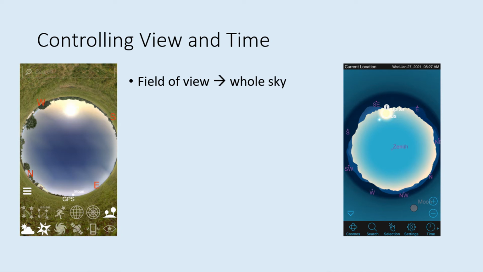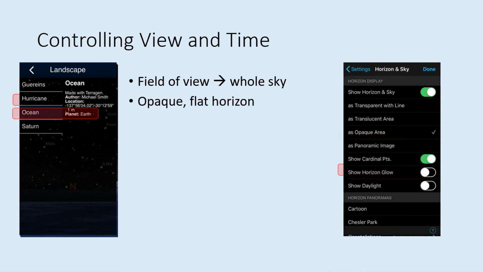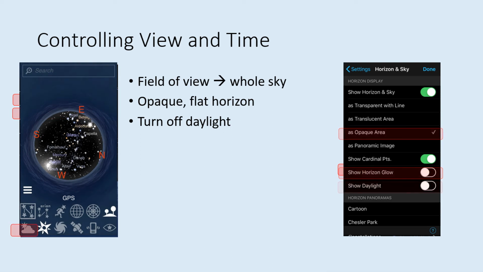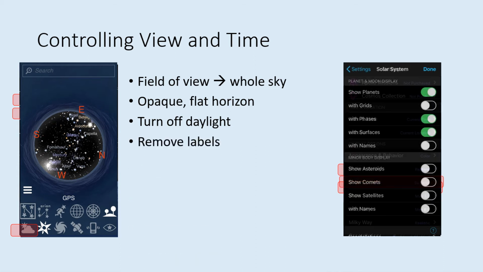You also want to remove some of the things that may distract you. Open up the Settings menu and make sure that the horizon is opaque and flat. Turn off the daylight so we can see stars even during the day. And turn off labels for things we don't need, like the planets and constellations.